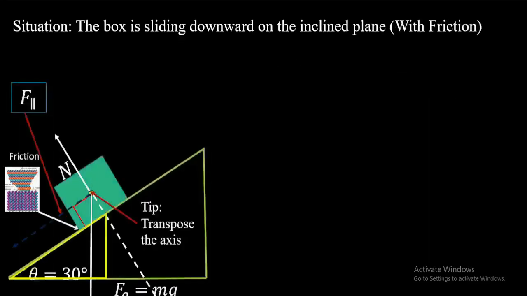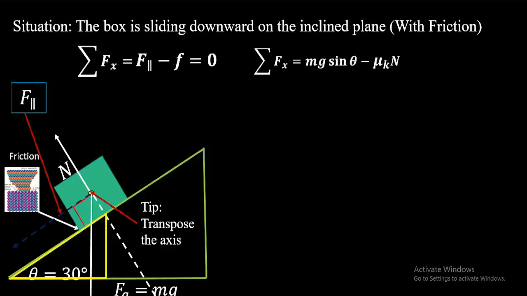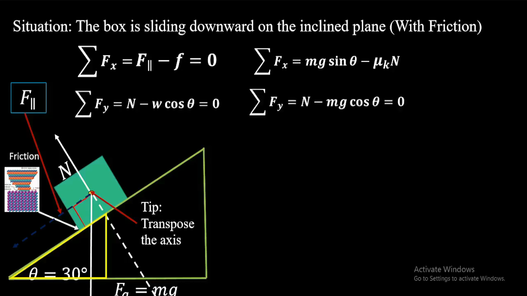Consider the box sliding downward on the inclined plane under the effect of friction. We know that the force acting along the incline is given by. We need an equivalent expression for the normal force N. We can get this by substituting it into the equation we have.